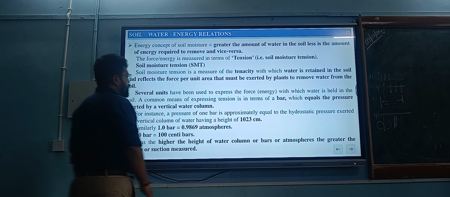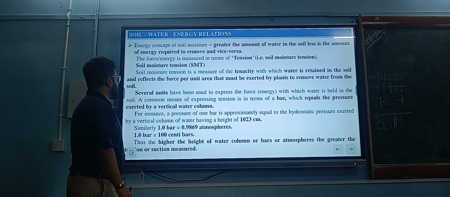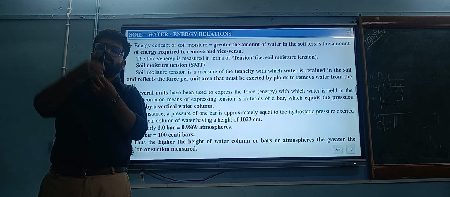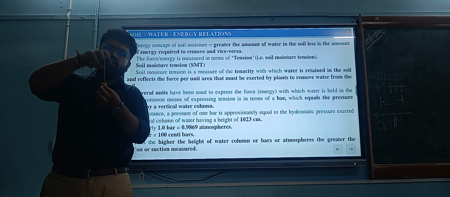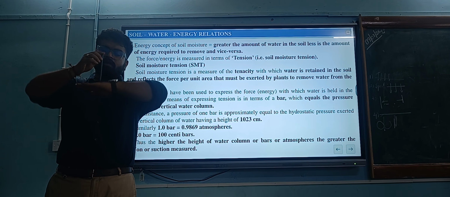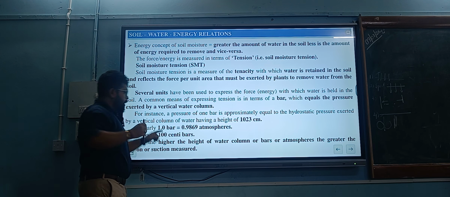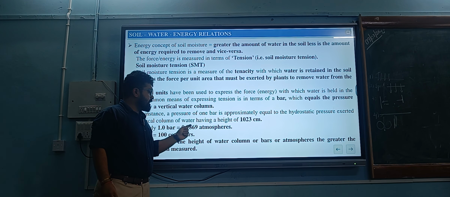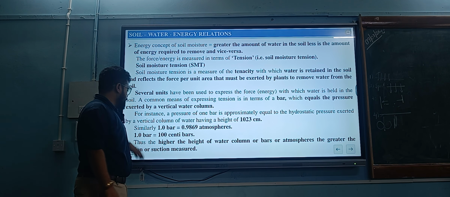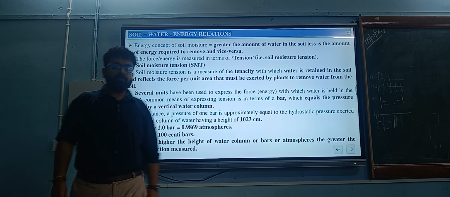Several units are used for measuring the soil moisture tension, but mostly in terms of bar, which equals the pressure exerted by a vertical column of water. If you consider a tube which is filled with water, the pressure exerted by the column of water, we call it tension, generally expressed in bar. One bar is equal to 0.986 atmosphere. 1 bar is equal to 100 centibar. The higher the height of the water column or bar, the greater will be the tension or suction.